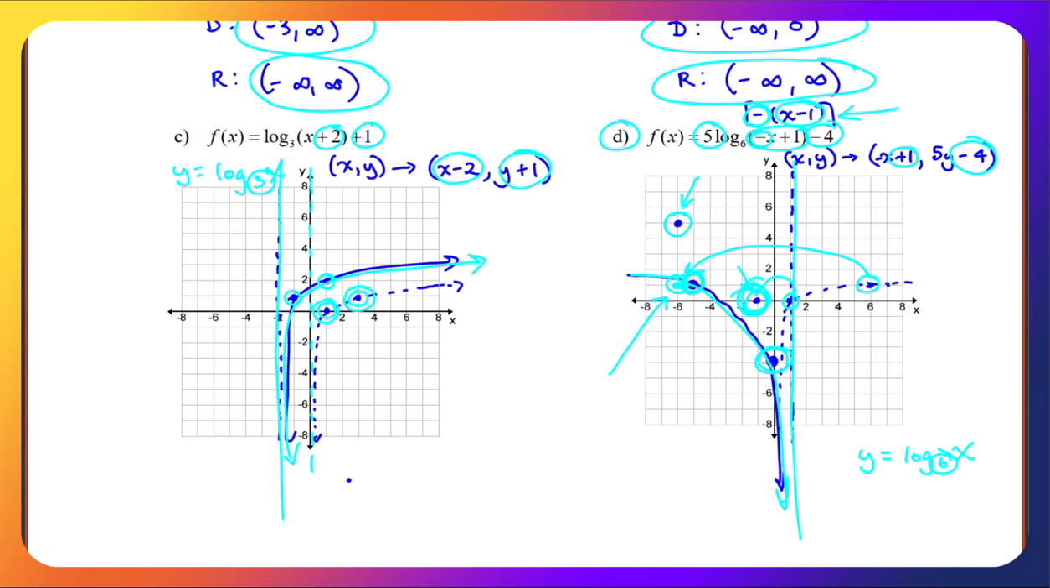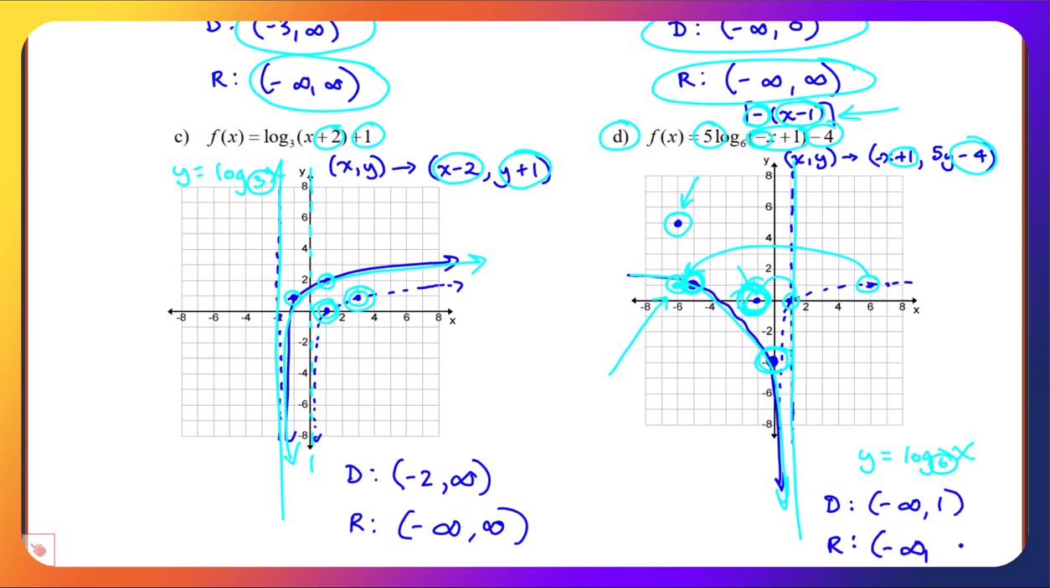Let's go back and do the domain and range for C. The domain goes from -2, vertical asymptote, to the right infinity, and the range always goes from bottom to top forever. For D, the domain goes from the left -infinity up to almost 1, and the range always goes from forever down and forever up.